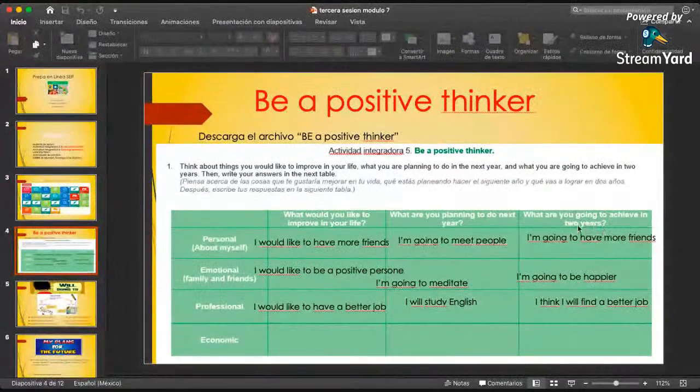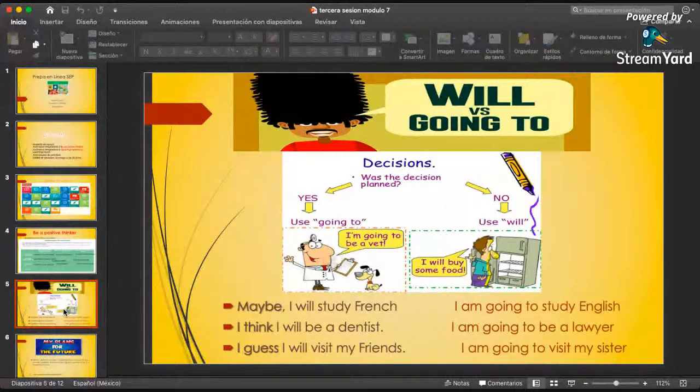So here in the personal section, what you want to achieve in 2 years, the midterm goals maybe. And the examples are: I'm going to have more friends. I'm going to be happier. I think I will find a better job. But what's the difference between will and going to?